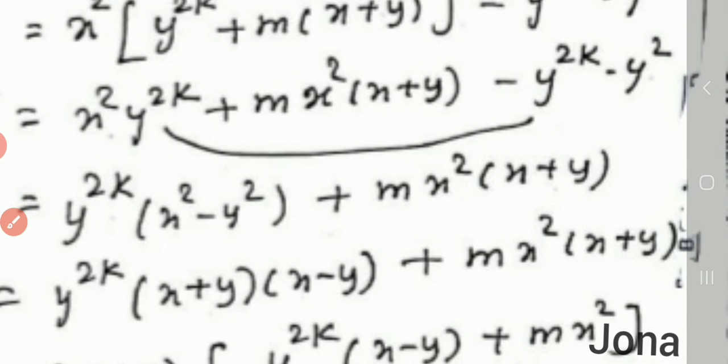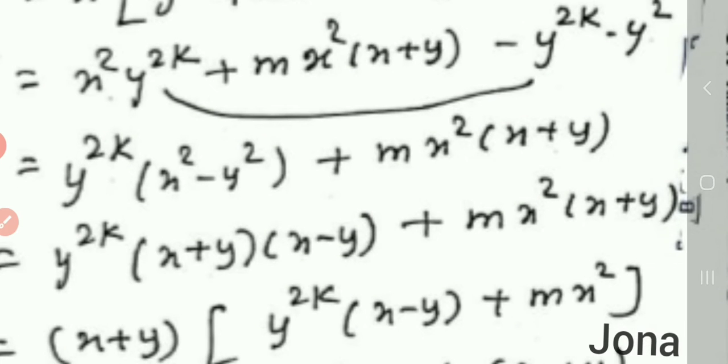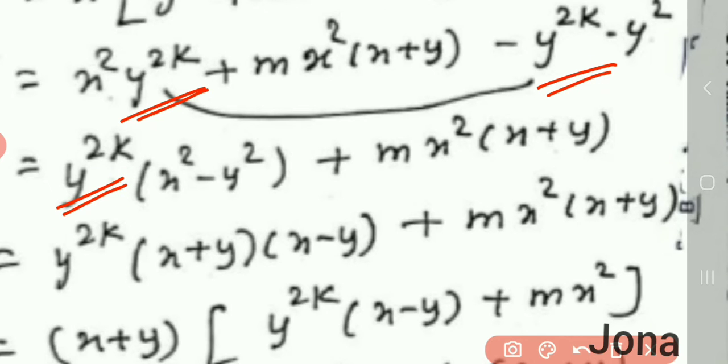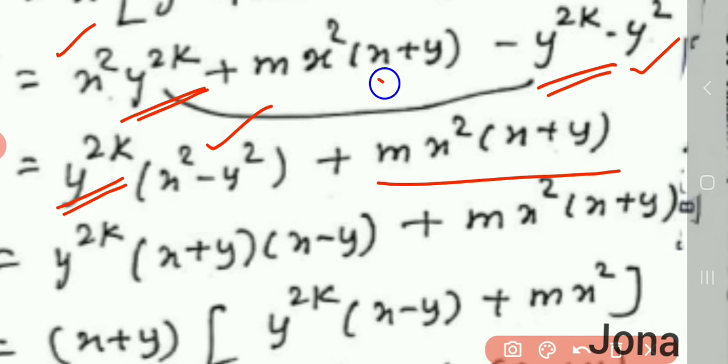And then we want to take the common factors from these two. So here we have y power 2k and here also we have y power 2k. So take this y power 2k term as it is there. Therefore we can have the remaining things as x square here, and here we have y square. So from these two terms we can have x square minus y square plus, keep the term as it is, m into x square into x plus y.